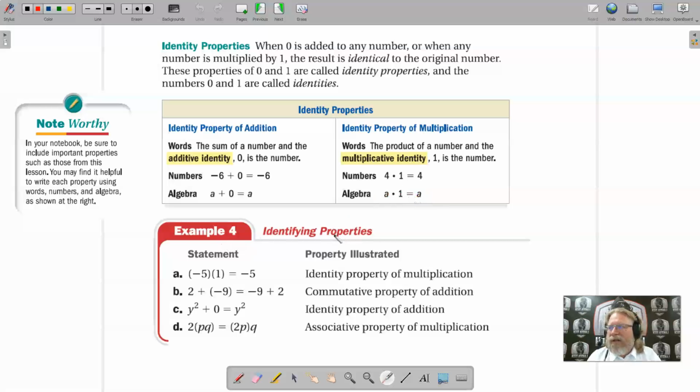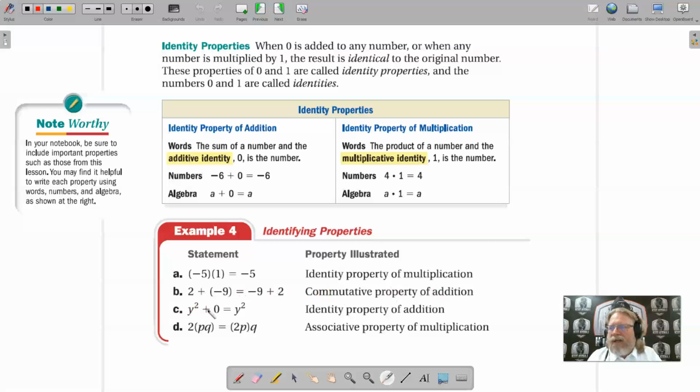So in example 4, identifying properties, here we have the identity element of multiplication, because negative 5 is being multiplied times 1, and we get negative 5. Anything times 1 is equal to itself. That is the identity property of multiplication. Here we have 2, negative 9, negative 9, 2. The order changed, right? They moved. So this is the commutative property of addition.